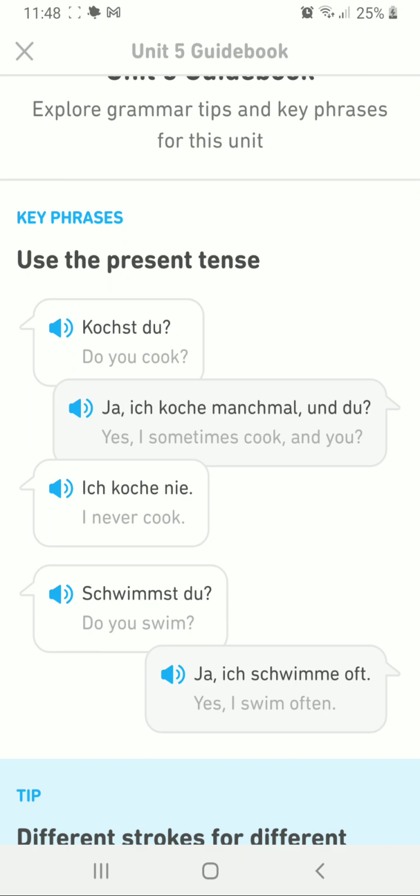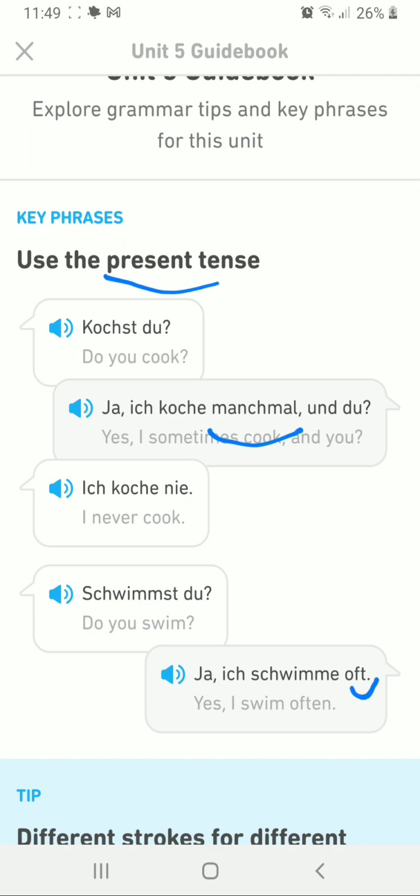Normally we say, I sometimes cook, I often swim. Depends. The adverb comes, let's say something else, another adverb. So I carefully put my books in my school bag, for example. So normally we put the adverb before the verb. And also we have seen here two adverbs of frequency, such as manchmal, sometimes, and oft.